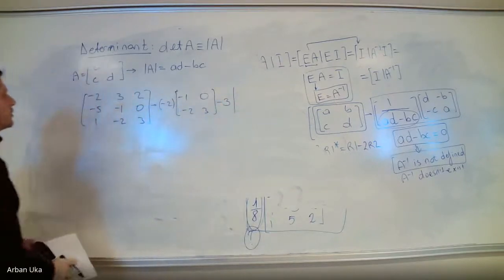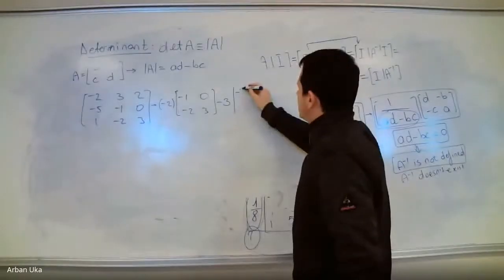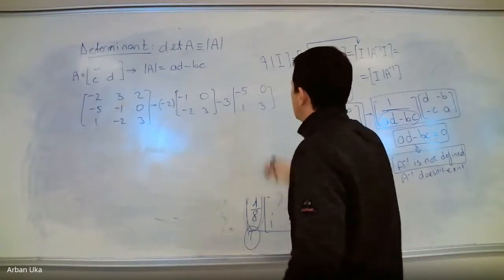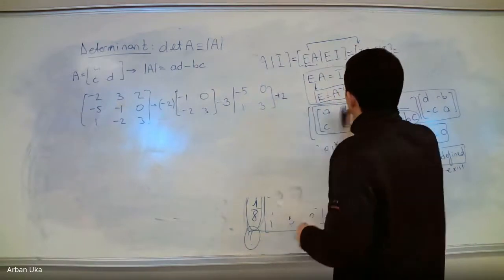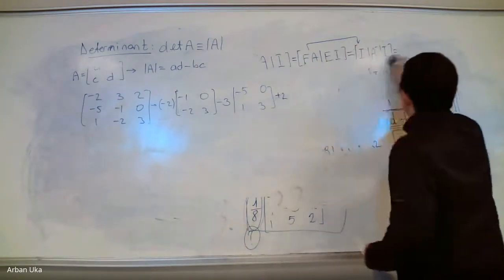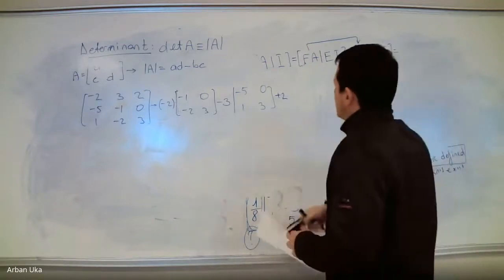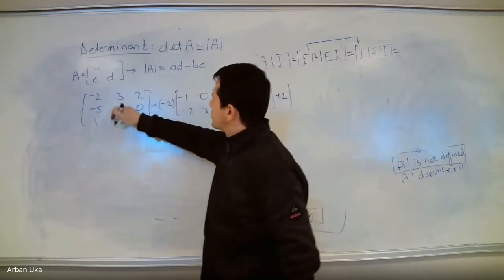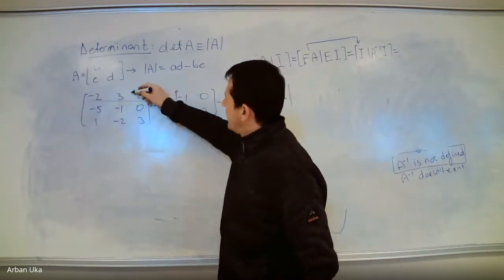Times the determinant of which matrix? Minus 5, 0, 1, 3. Yes, minus 5, 0, 1, 3. And the rest is plus 2. Plus 2 times, so we are using this 2. If we use this 2, we take away the row of 2 and the column of 2.